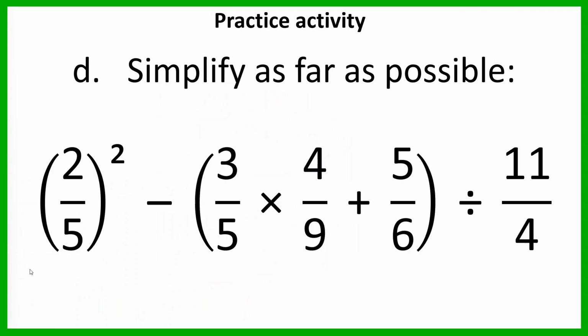Question D, we've got 2/5 in brackets squared minus, in brackets, 3 over 5 times 4 over 9 plus 5 over 6, and then divided by 11 over 4. I'm going to give you 3 minutes for this question as well.